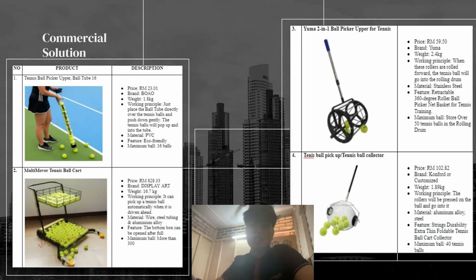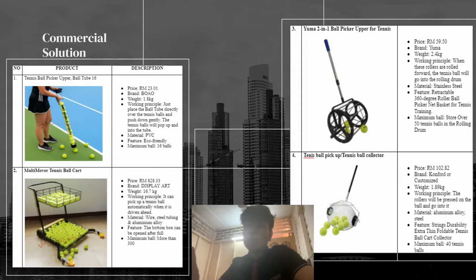For commercial solutions, we can see the tennis ball picker upper ball tube 16, which is priced about 23 ringgit, brand Boao. Okay, next for the multi mover tennis ball cart, which is priced about 828 ringgit, brand by Display Art, weight about 16.7 kg.